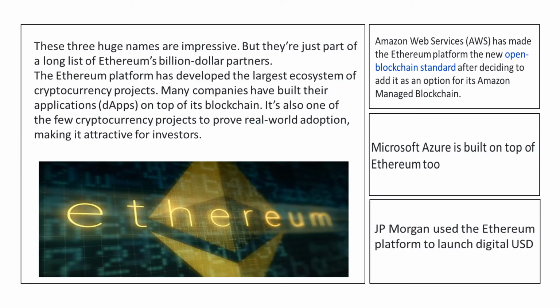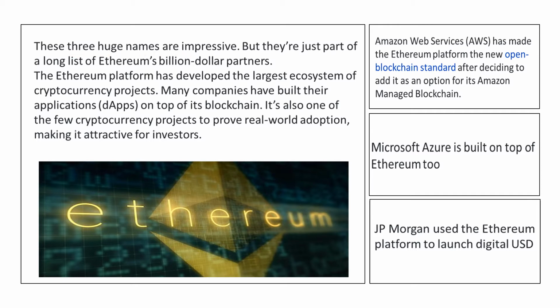If you see here, Amazon Web Services, AWS, has made the Ethereum platform the new open blockchain standard after deciding to add it as an option for its Amazon Managed Blockchain. So Amazon is also associated with Ethereum. Then Microsoft Azure is built on top of Ethereum too. Then JP Morgan used the Ethereum platform to launch digital USD. So these are the big names in the current world, and all these three are associated with Ethereum.